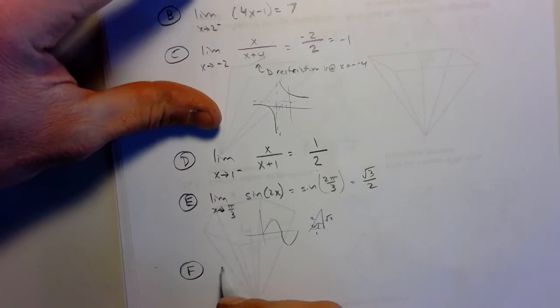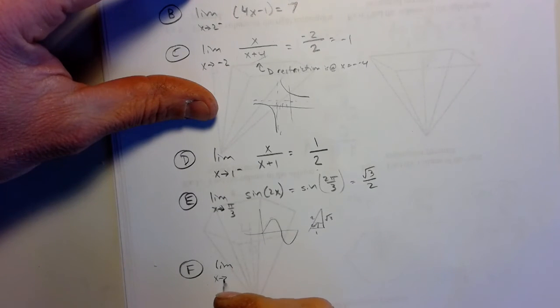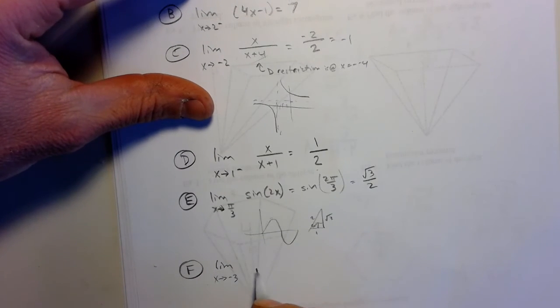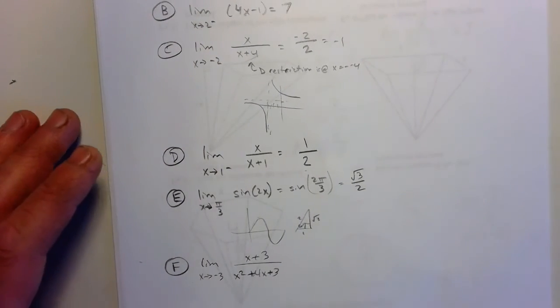So what are we going to do then if we get something like this? X approaching -3 of x plus 3 over x squared plus 4x plus 3. So let's think back to what we did last week with our graphs, and that's going to help us here.